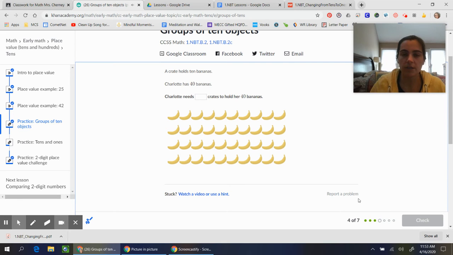Okay, this one looks a little bit different. So the question says, a crate holds 10 bananas. Charlotte has 40 bananas. Charlotte needs blank crates to hold her 40 bananas. All right, so what did this problem tell us? It tells us that Charlotte's got 40 bananas and she needs to put them into crates. Each crate can hold 10 bananas. So it's a similar question. We're trying to figure out how many groups of 10 are in 40.